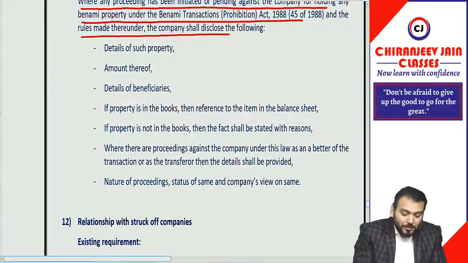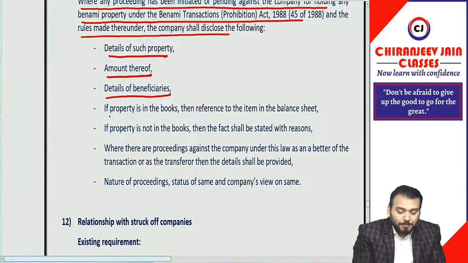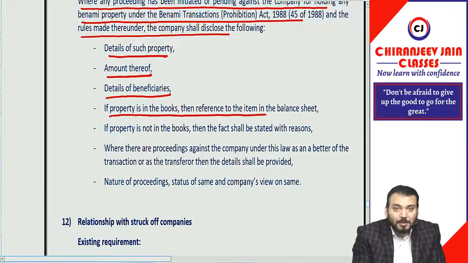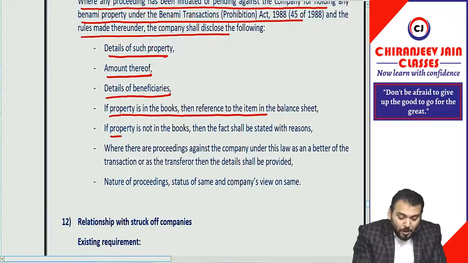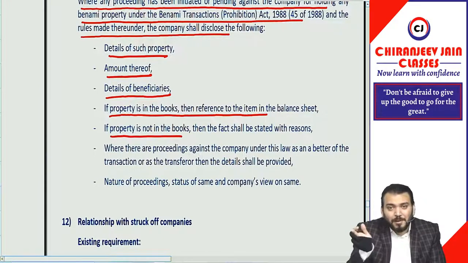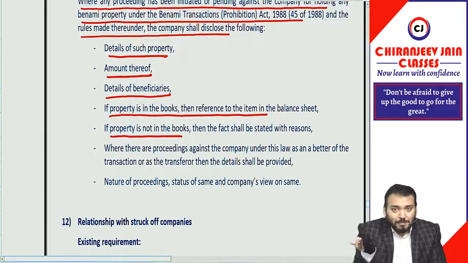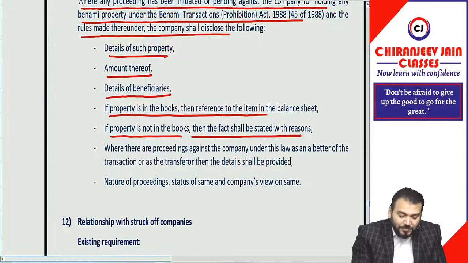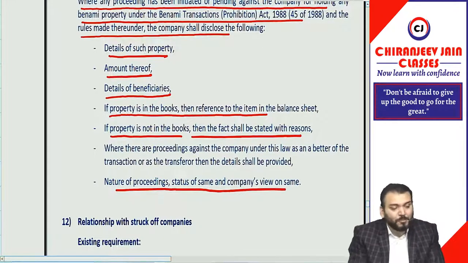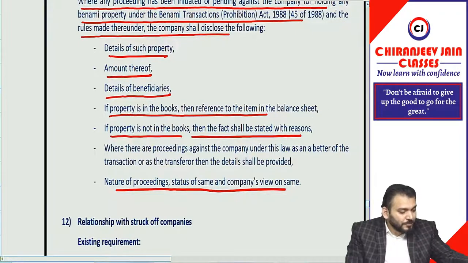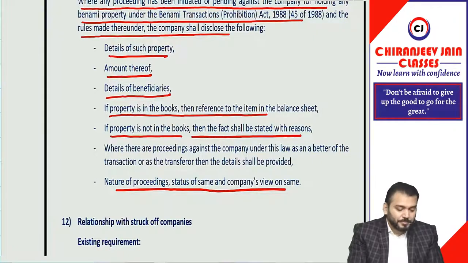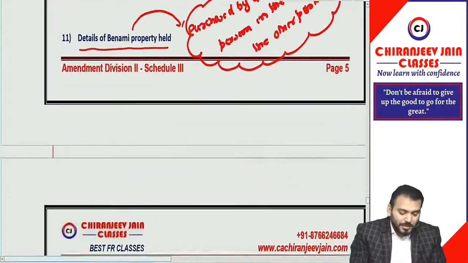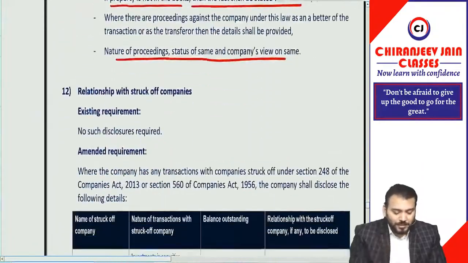But if given, we should write down details of such property, amount thereof, and details of any beneficiary. If the property is in the books, then reference to the item in the balance sheet. If you are holding such property in the name of another party, then it is in our books. If the property is not in the books, it means some other party has purchased the property in our name. It is quite possible, yes sir. Then the facts shall be stated with reason. Nature of proceeding, status of the same, company's views on the same. This information is required to be disclosed. Got it? Any doubt? Benami property held, you understood? Yes, sir.